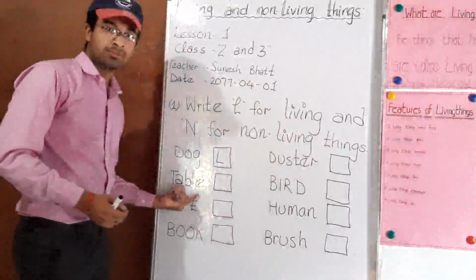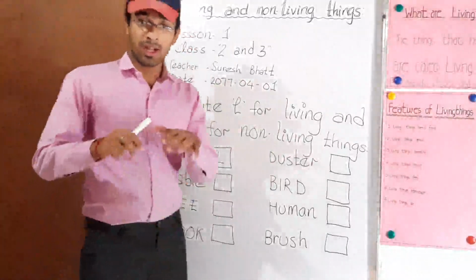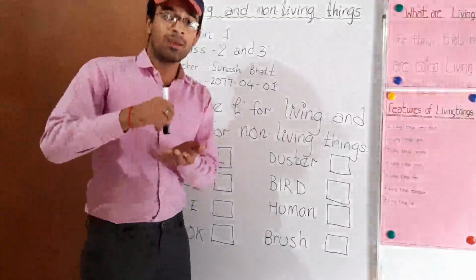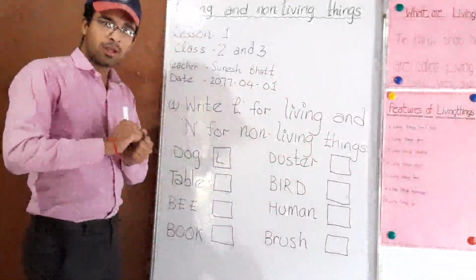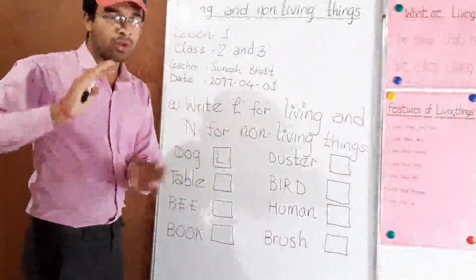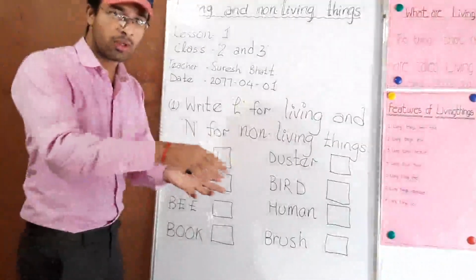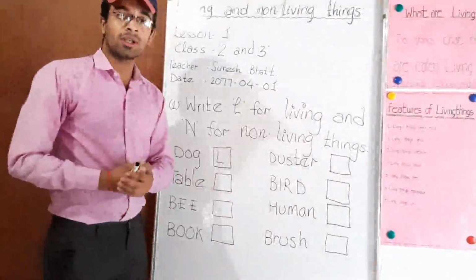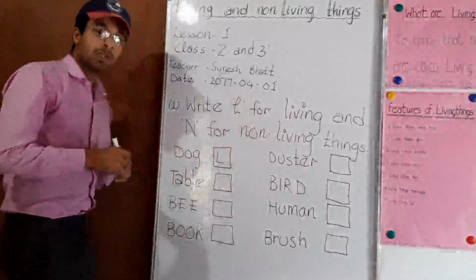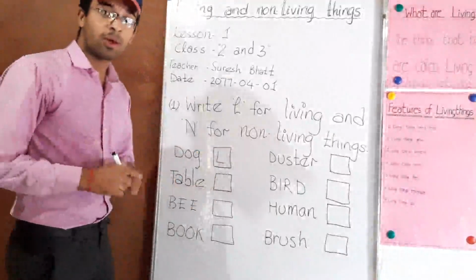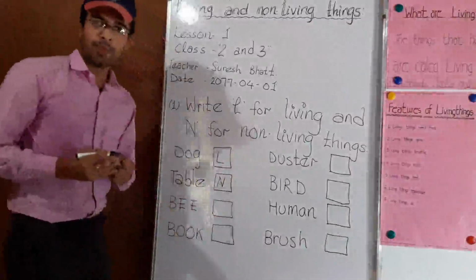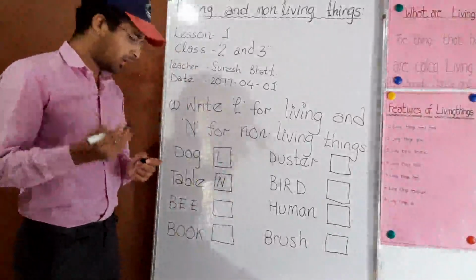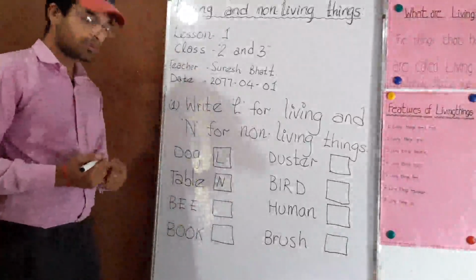Table. In class, you write on a table. Does a table grow? No. Does a table move? No. So, what is this? A table is a non-living thing. So, what do we write here? We write N for non-living things. You got it? Yes, you can. Okay, the third one. B.